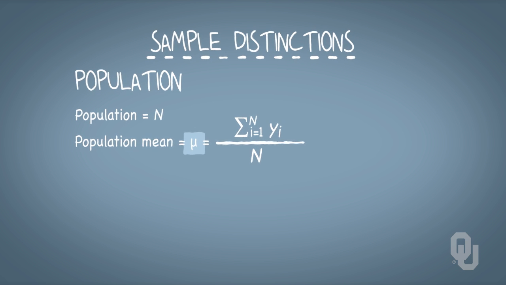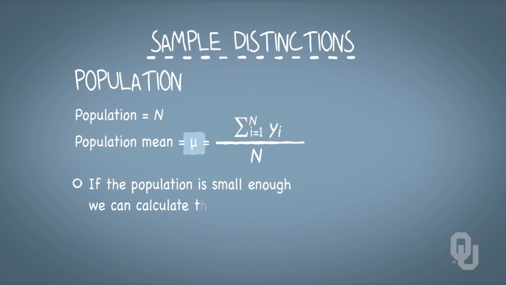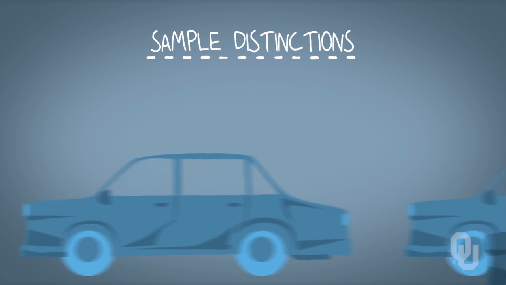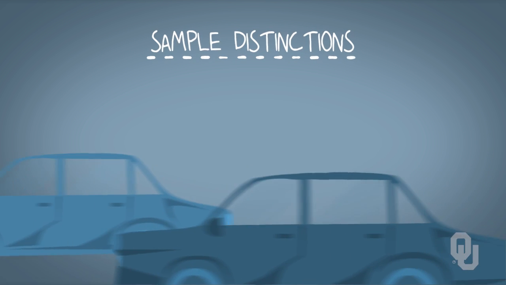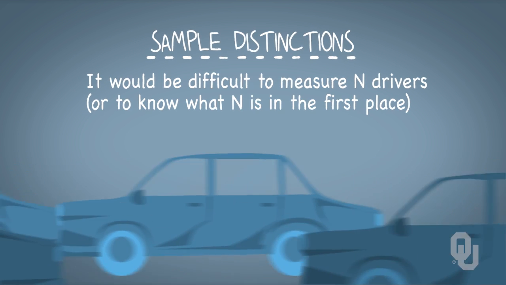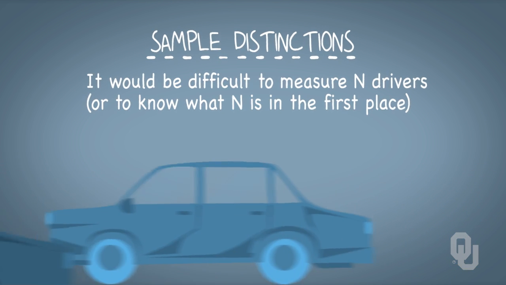If we define our population as something very specific, say the employees that work the day shift at a small factory, then we can likely collect the values of a variable from the entire population. But often, the population is something large and unmanageable. For example, if we're measuring the driving behavior of all drivers in Oklahoma, it would be difficult to measure all capital N drivers, or even know exactly the size of capital N in the first place.